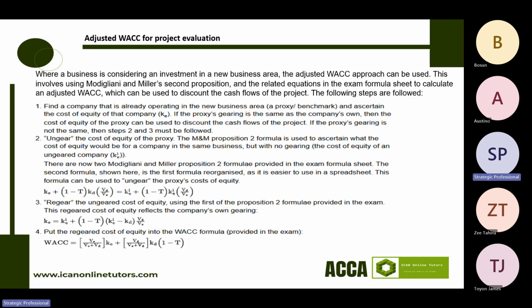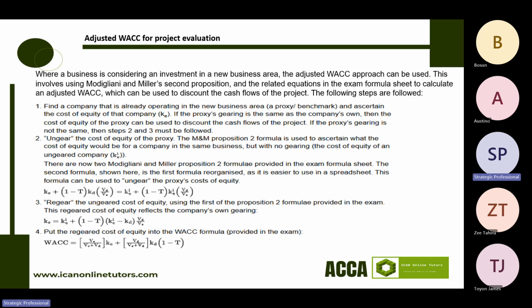You might not get it all now. I understand it might be somehow difficult, or maybe for those that really understand, you might understand better. But just follow as I'm saying. When we start solving questions relating to that, we'll get the logic better. So what do we need to do? They said if the proxy gearing is the same as the company's own, then the cost of equity of the proxy can be used to discount the cash flow of the project.